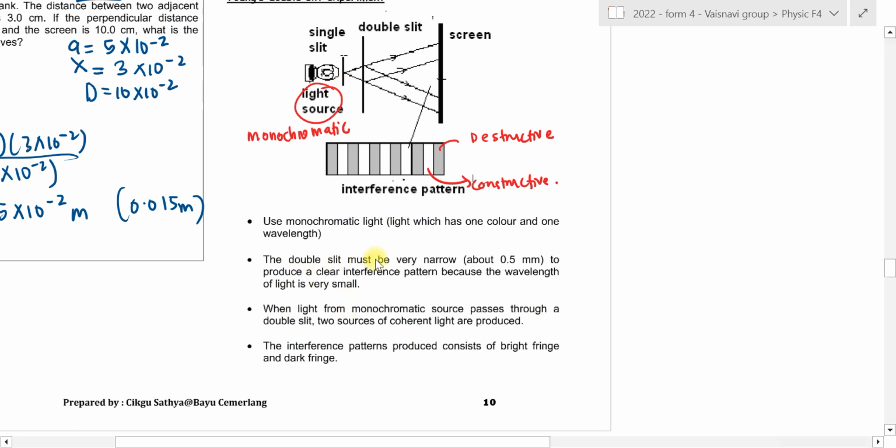The double slit must be very narrow, about 0.5 mm, to produce a clear interference pattern, because wavelength of light is very small, very hard to show. Jadi kamu punya slit betul-betul kena sempit. It's about 0.5 mm. Okay, so when the light from the monochromatic source pass through the double slit, two sources of coherent lights are produced.